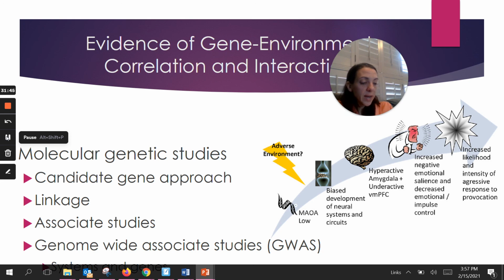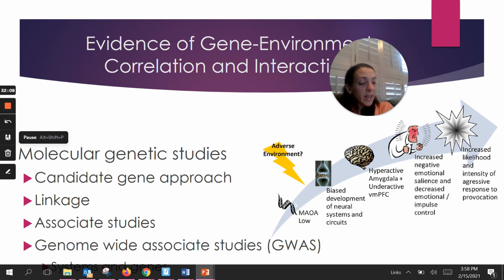Specifically, linkage studies compare the frequency of alleles across similarly affected family members. So they look at the genes of family members and they say how many alleles each of those family members have for that specific disruptive behavior. This works well for identifying single regions or genes. But as we know, disruptive behavior is not caused by one single gene.